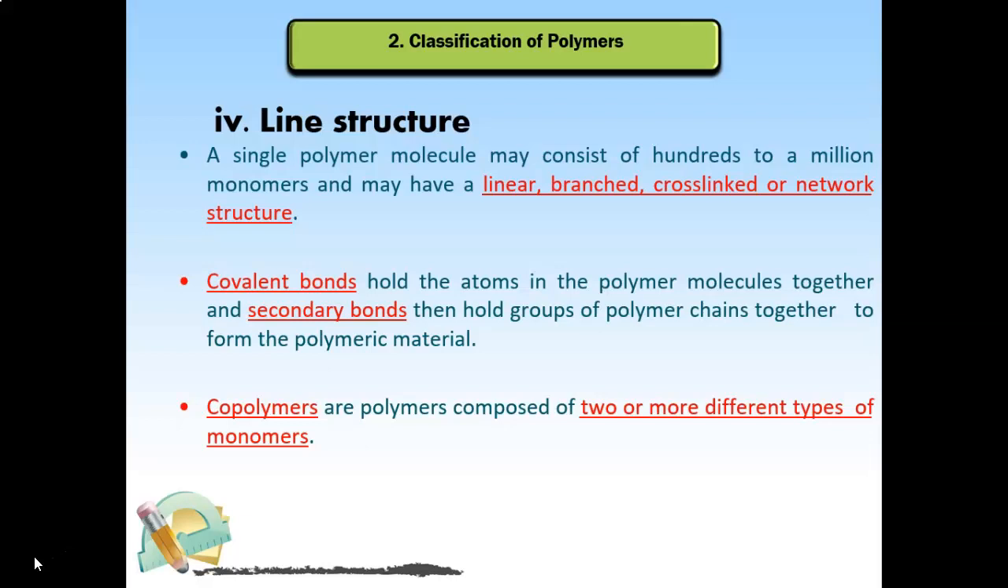Copolymer is a term we use to describe a polymer that consists of two or more different types of monomer. It means that the copolymer is actually a polymer that consists of more than one monomer. For example, styrene butadiene rubber consists of two monomers, styrene and butadiene, which combine to form the styrene butadiene polymer.